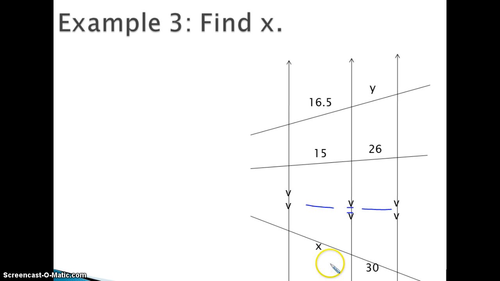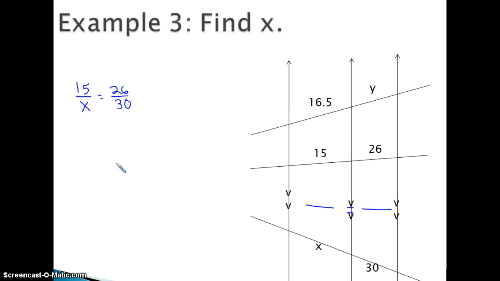as a proportion. Now I could do x over 30 equals 15 over 26 if I want. It's going to get me the same results. But I think it's easy to pick it out from the picture. So we're going to set up our proportion 15 over x equals 26 over 30.